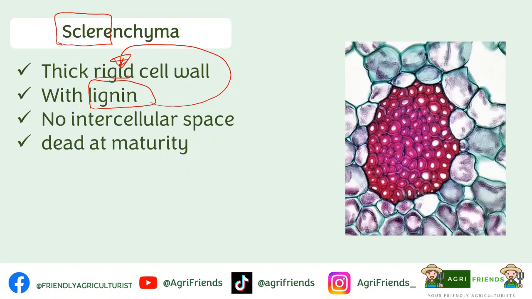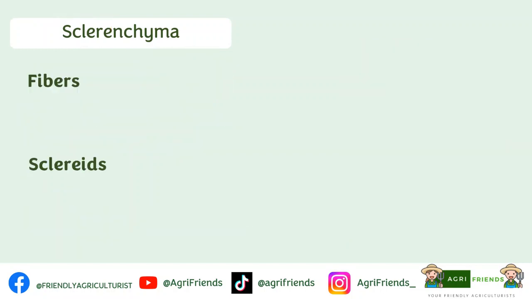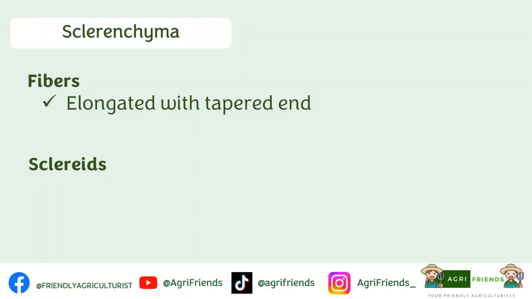And they are also hard. So of course, their function includes mechanical support, rigidity and protection. So there are 2 types of sclerenchyma, the fibers and the sclerates. The fibers are elongated with tapered ends. And there are different types of fibers. We have the surface fibers, ciliary fibers, and extraciliary fibers. The surface fibers, of course, are found on the fruit walls and seed coat.